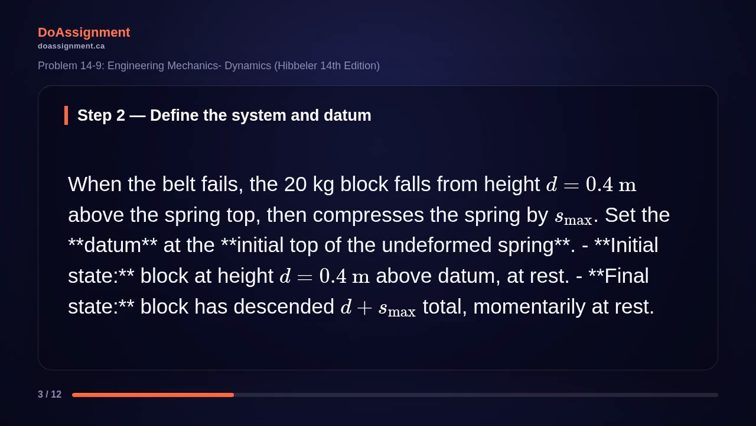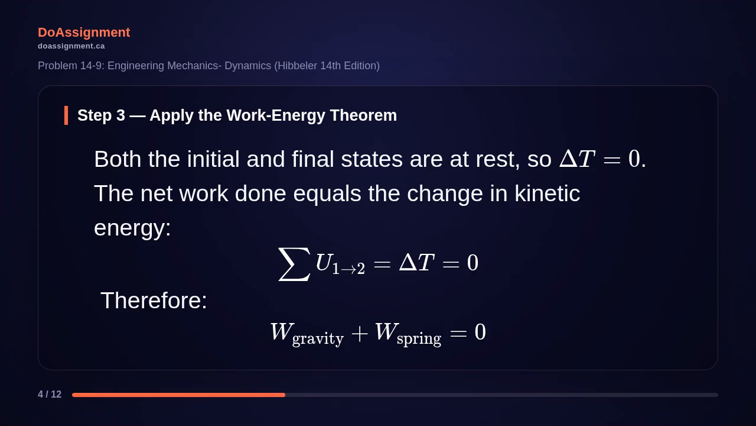We place the gravitational potential energy datum at the top of the undeformed spring. The block starts 0.4 meters above that point and comes to rest momentarily after compressing the spring by S max, having descended a total distance of d plus S max. Since the block starts and ends at rest, the total work done on the system equals 0. That means the work done by gravity plus the work done by the spring must sum to 0.